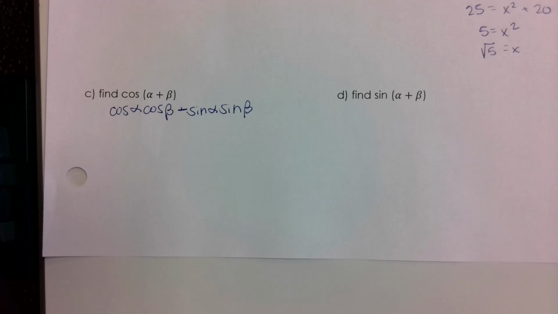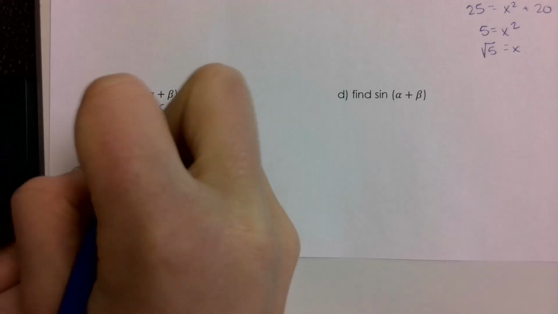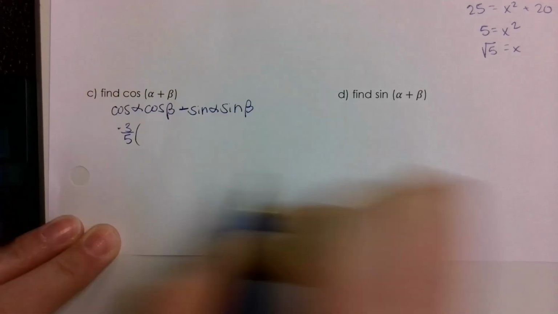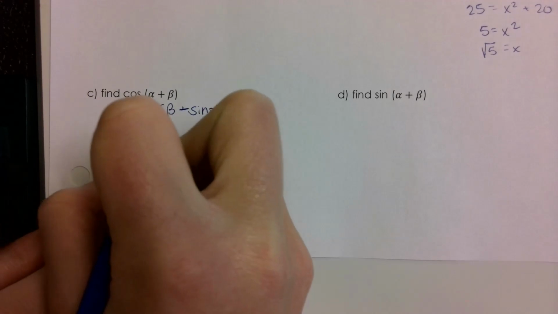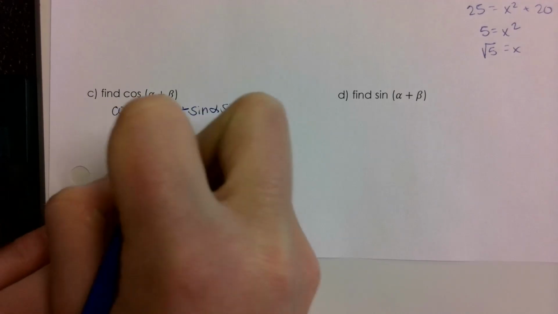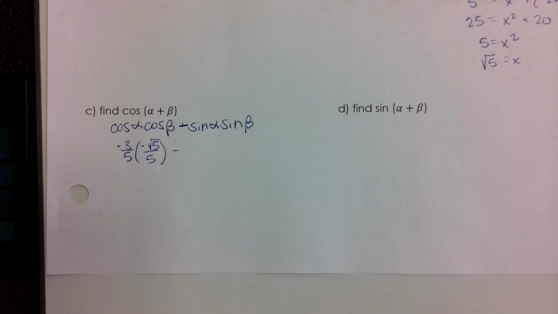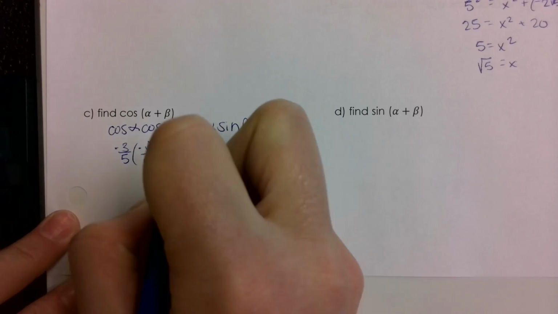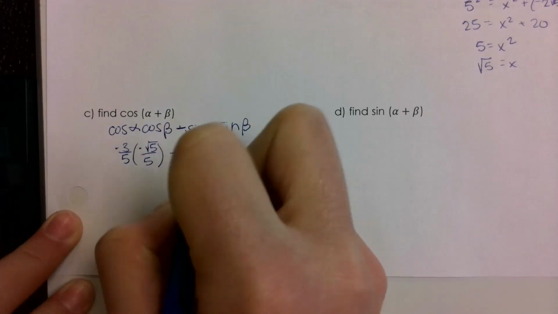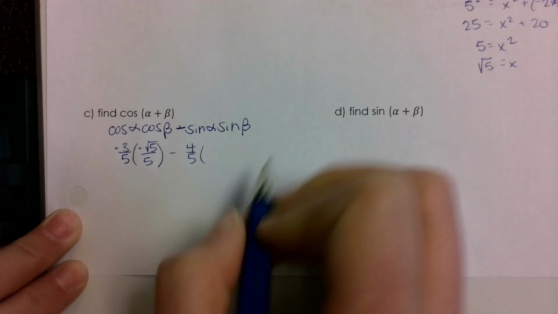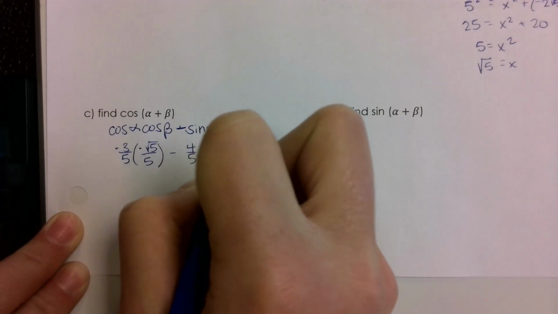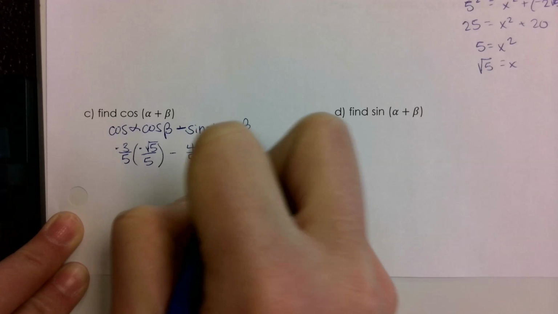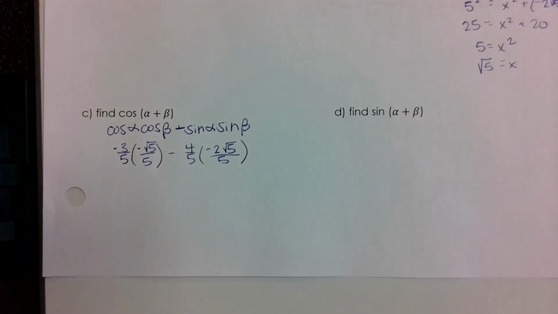What is cosine of alpha? Negative 3/5. What was cosine of beta? Negative root 5/5. What was sine of alpha? They gave you that to start with. 4/5. And what was sine of beta? They gave you that to start with as well. Is that okay? Question?